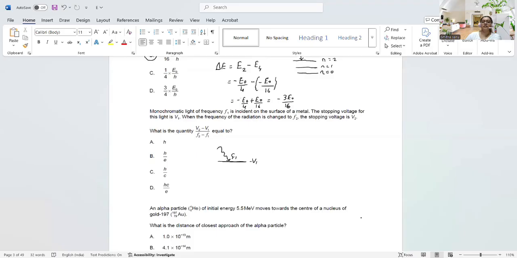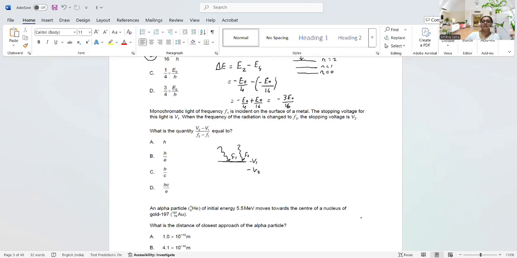There is another metal, then the frequency of radiation is changed to F2. Now, instead of F1, if you are changing the frequency to F2, naturally your stopping voltage will change to another V2. The question is, what is the quantity V2 minus V1 over F2 minus F1?